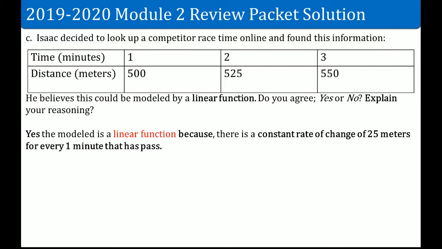Please explain. I would say yes, the model is a linear function because there's a constant rate of 25 meters for every single 1 minute that has passed. So notice 525 subtract 500 is 25. That is how I'm getting the 25 meters. I'm computing the common difference to show that it is a linear function.